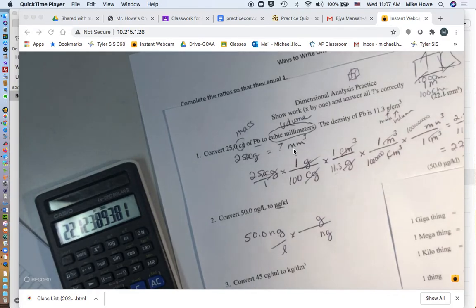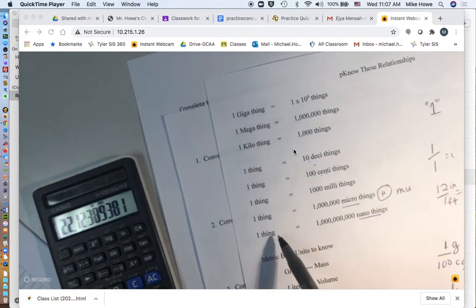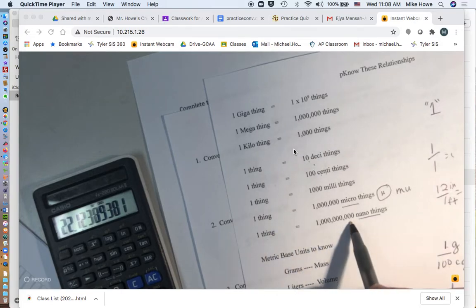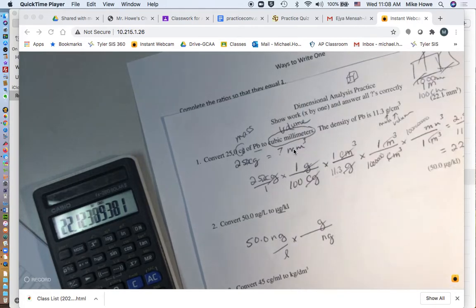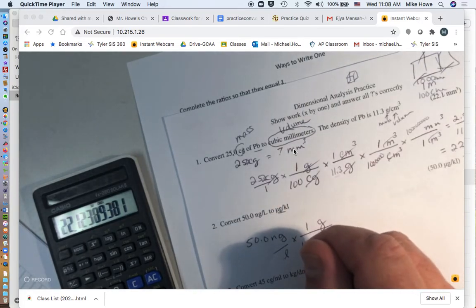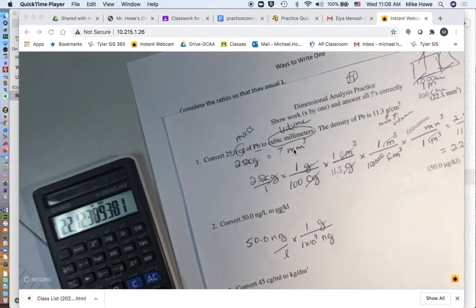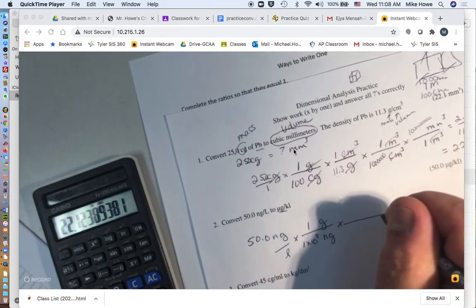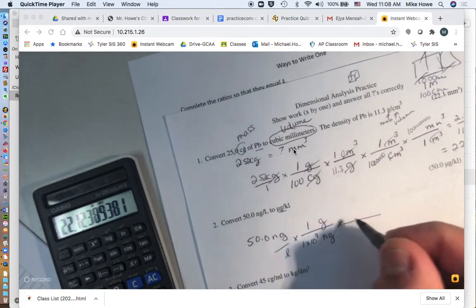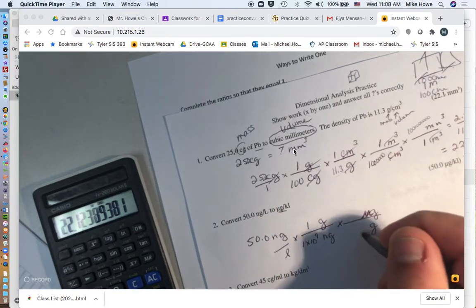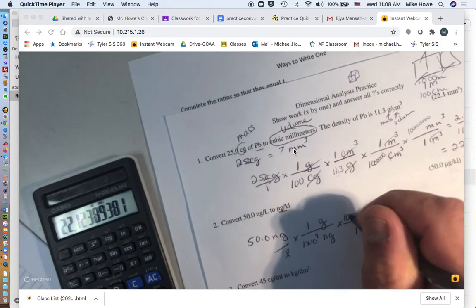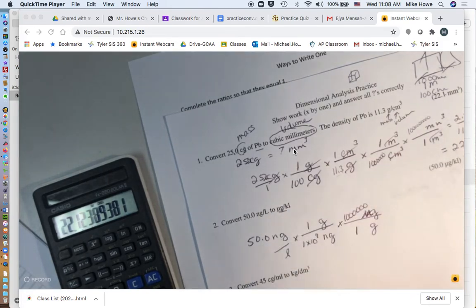Then your metric relationship sheet tells you that 1 gram is a billion nanograms. I'm going to go ahead and use scientific notation instead of writing all the zeros. We don't want grams in our final answer, so we put grams here and put micrograms up here, not nanograms, micrograms. So one of these is a million of those based on your metric relationships list, or what I'll call affectionately your things list.